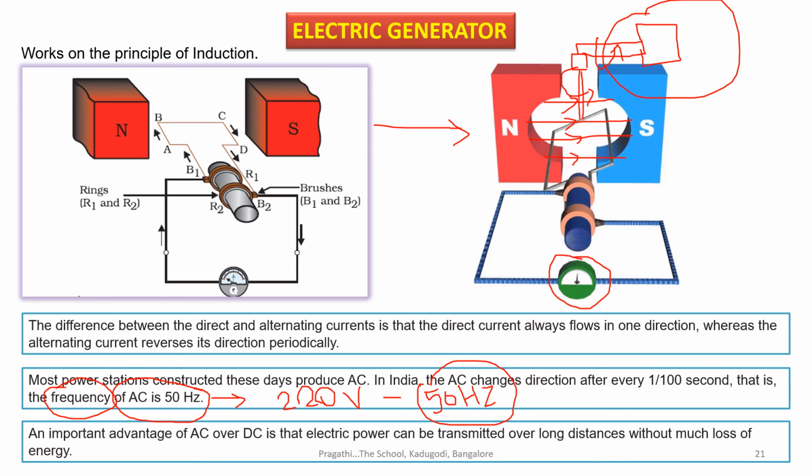Okay. See here, one more important thing. An important advantage of AC over DC. AC is alternating current, which you get at home, and DC means direct current. The advantage is that electric power can be transmitted over long distances without much loss of energy. That's why whatever electric poles you see outside, there will be wires, aluminum wires, which come from a very long distance. So it is very easy to transmit power over long distances using AC current. That's why AC current is passed. Then we can convert AC to DC or DC to AC later.